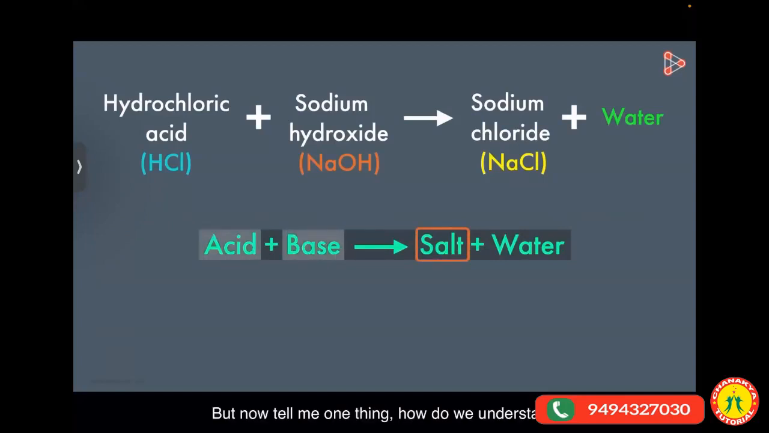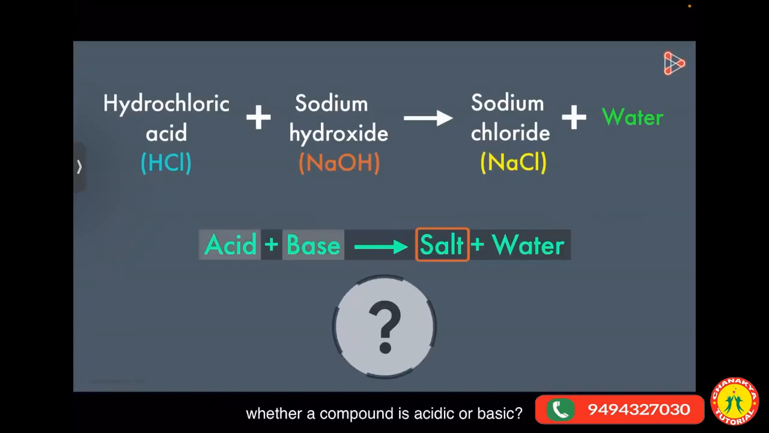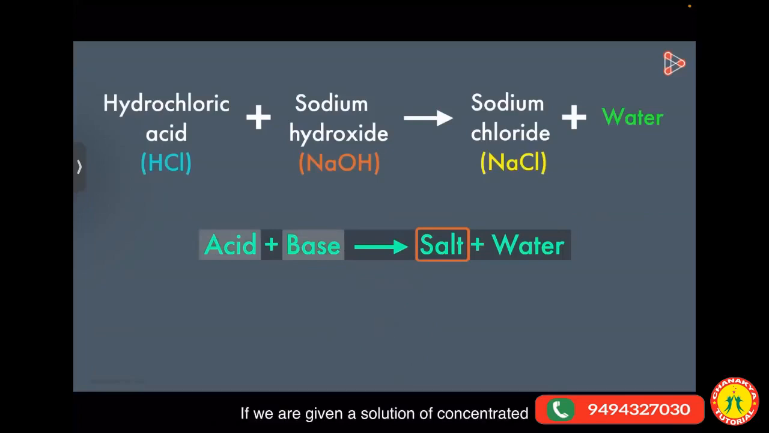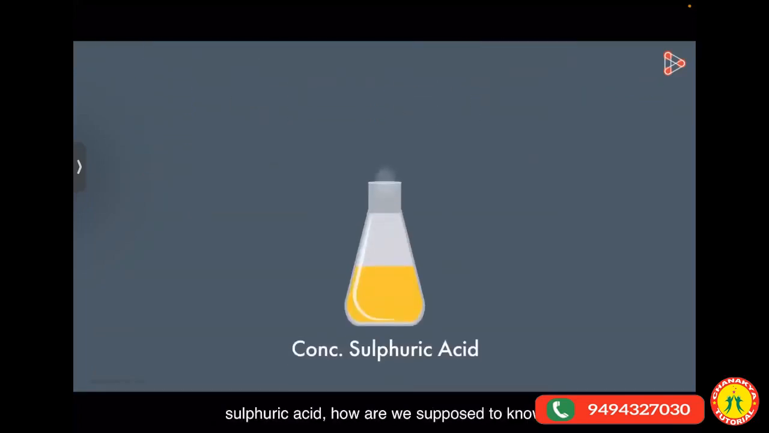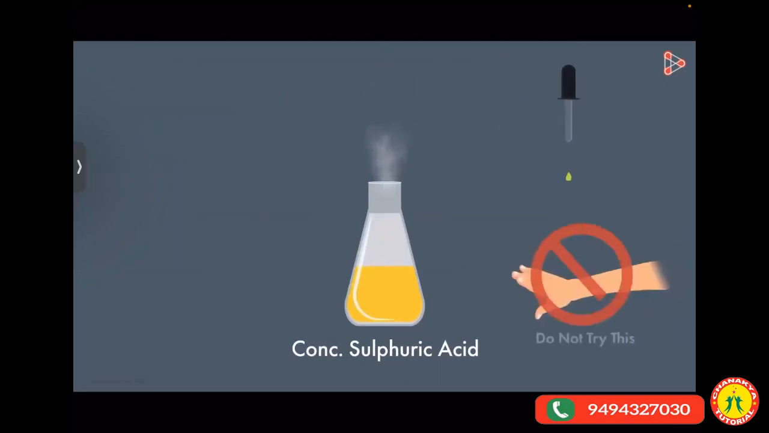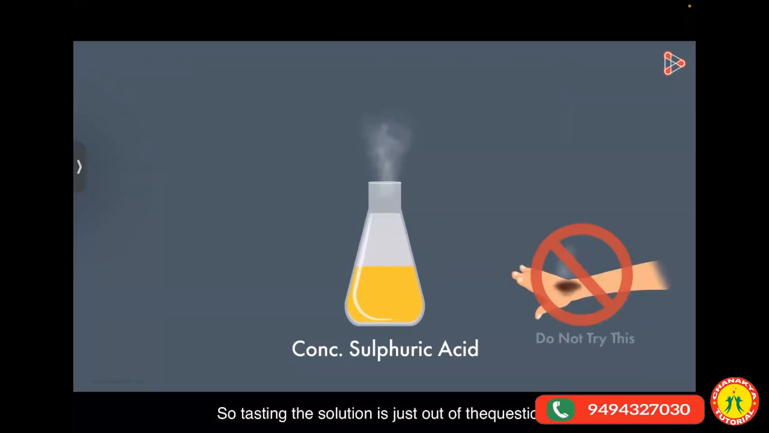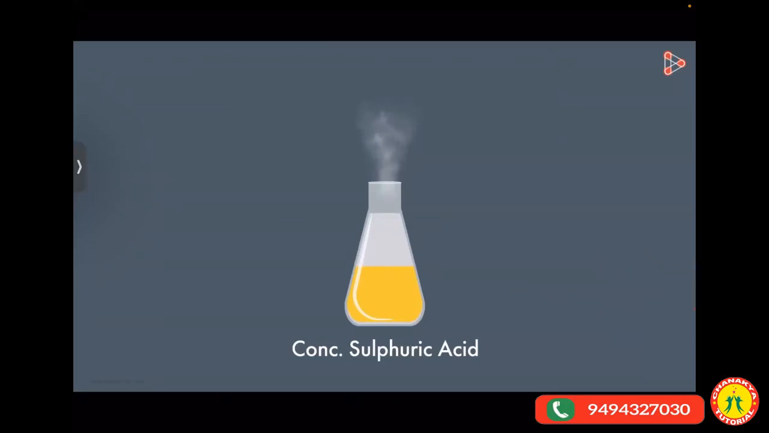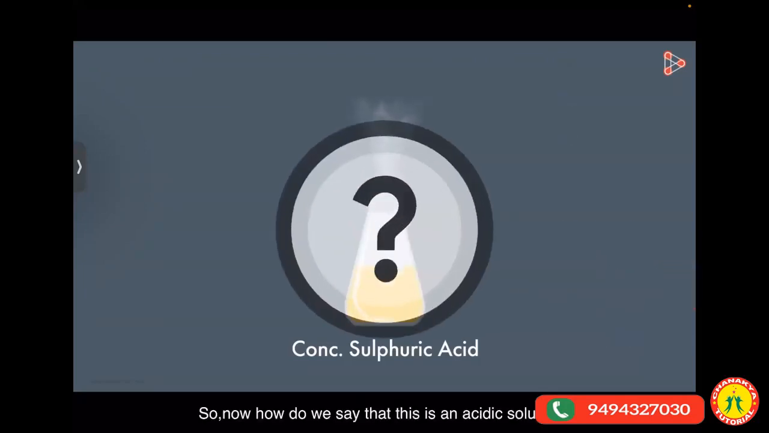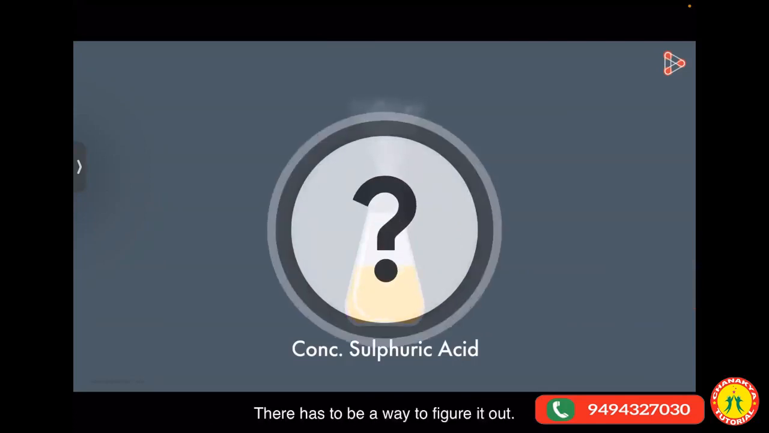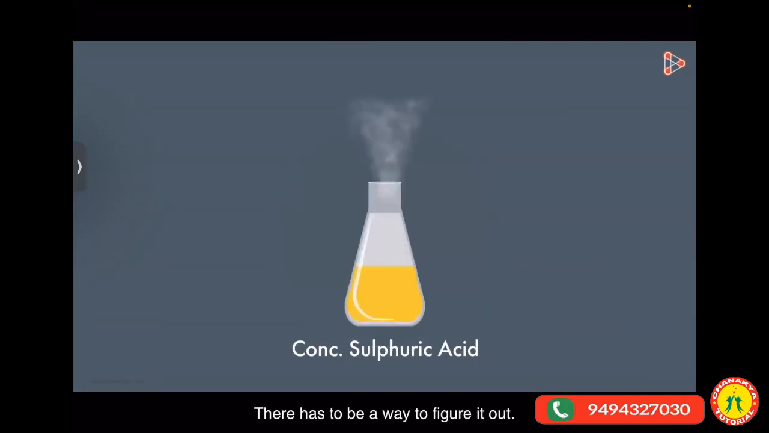But now tell me one thing. How do we understand whether a compound is acidic or basic? Can we taste it every time? If we are given a solution of concentrated sulfuric acid, how are we supposed to know its nature? It's not possible to bear even a drop of it on your skin. So tasting the solution is just out of the question. So now, how do we say that this is an acidic solution? There has to be a way to figure it out.